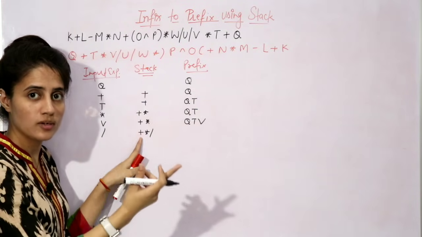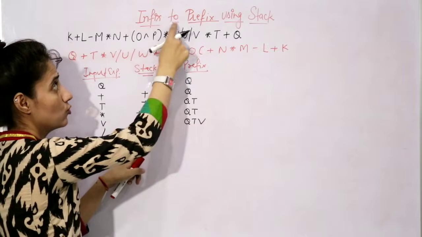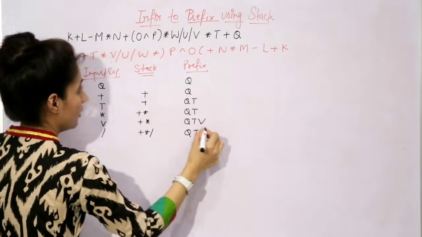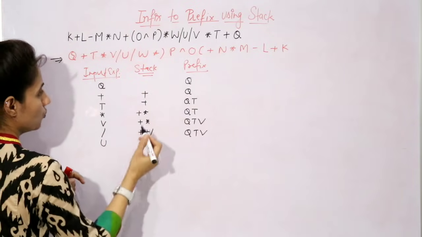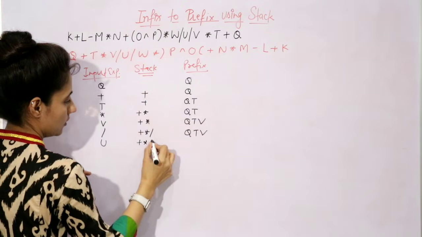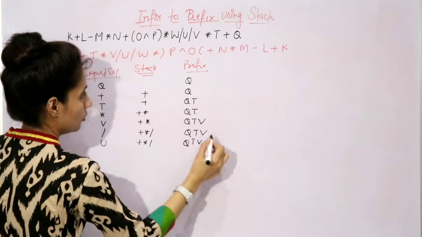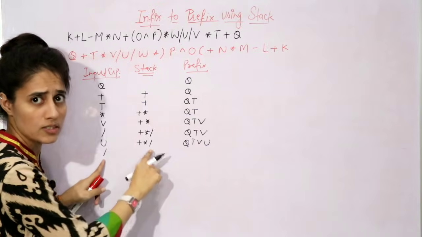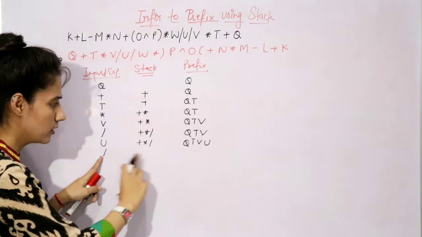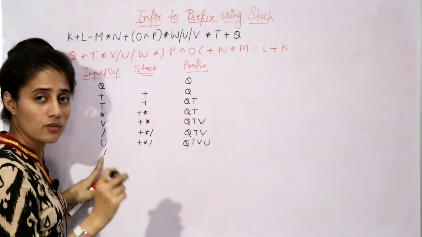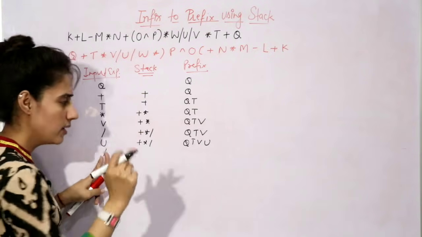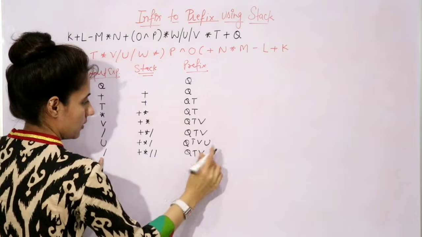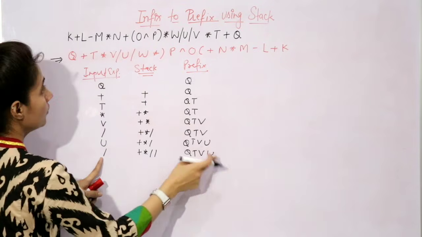But here the rule is different because we are converting infix to prefix now, right? So now here we have Q, T and V. Now we have U, means simply write down here V, U. Now again we have divide. Check the top of the stack, it has divide. Same precedence operator is there. The incoming operator has the same precedence as this operator. Now check the associativity rule. Left to right. In that case, simply push it, right? And here I have Q, T, U, V and U.